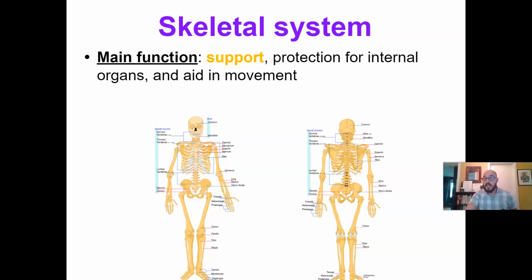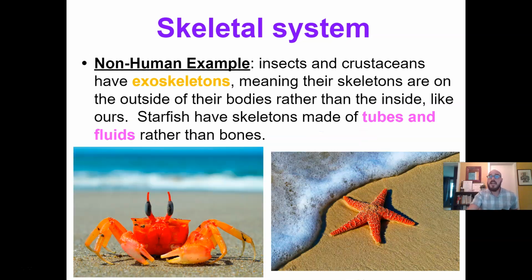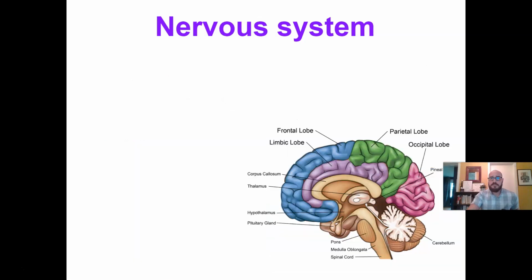Skeletal system, what's its main job? Well, to support all of that stuff, to protect everything that's inside of you. And so it aids in movement because now your muscles have something to attach to, a lever that they can move, and that allows us to move around. Also, your skeletal system is involved with your immune system and your circulatory system because blood cells are generated inside of your bone marrow. Some things have exoskeletons, unlike humans, and starfish have skeletons made of tubes and fluids rather than bones, which is kind of a weird thing.